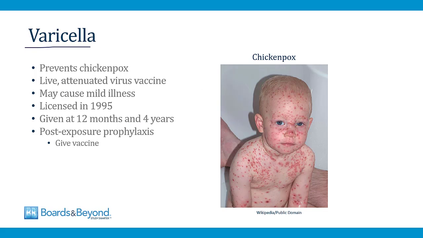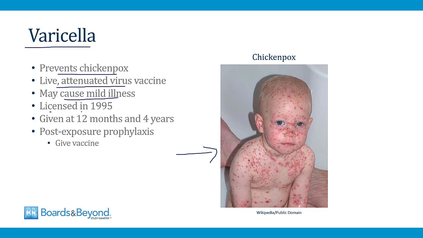The varicella vaccine prevents chickenpox. This is a picture of a boy with chickenpox on the screen here. Chickenpox causes a diffuse vesicular rash that is very, very itchy. Varicella is one of the live attenuated viral vaccines, so just like all the live vaccines, it can cause a mild illness. Some children after receiving the varicella vaccine have a mild fever or a few vesicles.